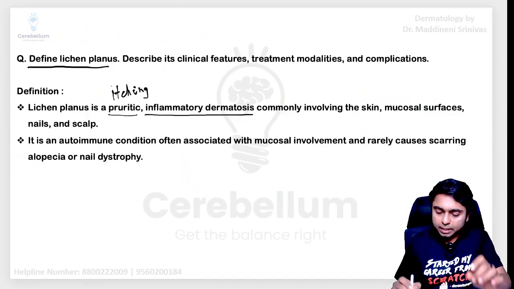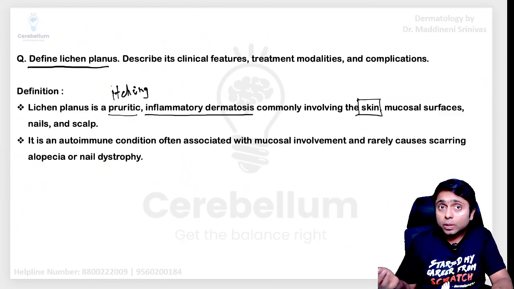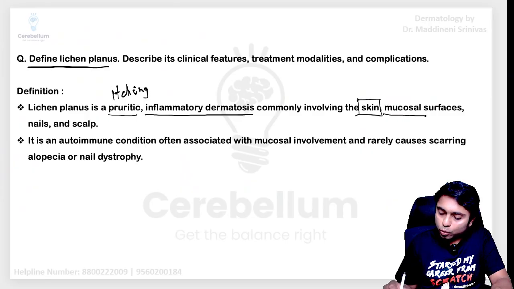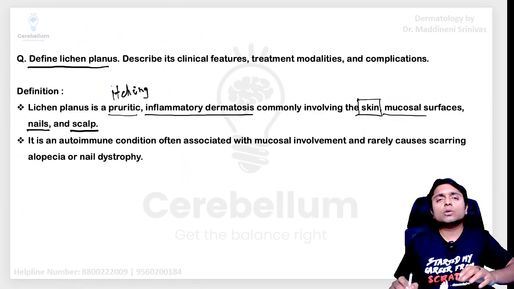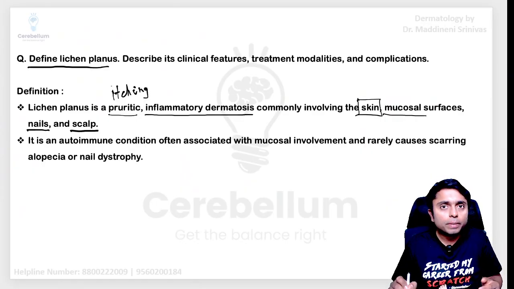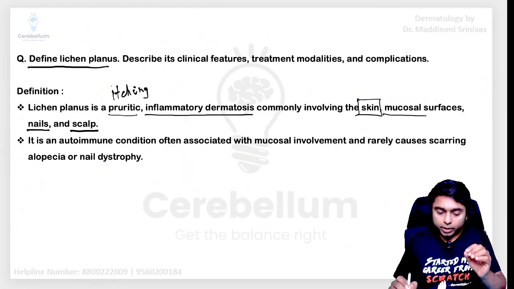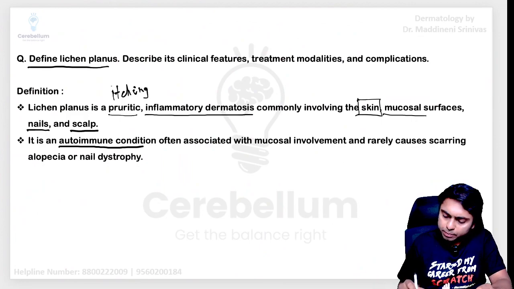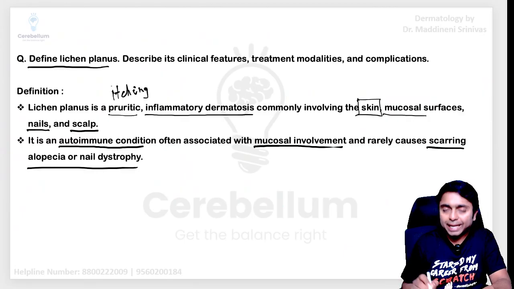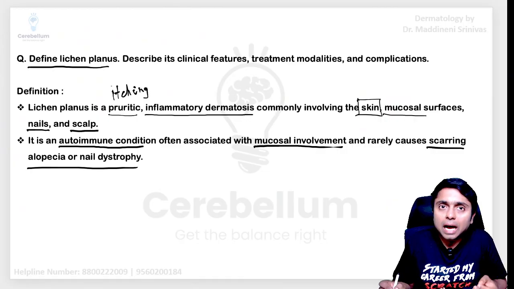So it is an inflammatory dermatosis, and it will not only involve the skin, but lichen planus is also going to involve the mucosa, and the nails will be affected and the scalp can also be affected. So hair involvement, nail involvement, mucosal involvement will be there apart from the skin involvement. Very important to remember. And it is an autoimmune condition often associated with mucosal involvement and rarely also causes scarring alopecia or nail dystrophy.